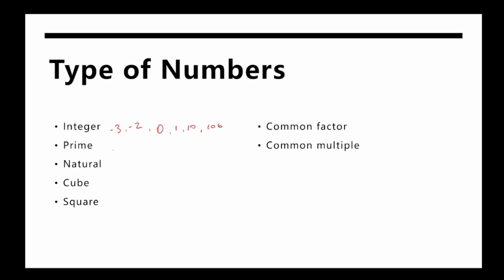Prime numbers. Prime numbers are numbers that can only be divided by itself and 1. An example of a prime number would be 23 because it is only divisible by itself and 1. And 24 is not a prime number because it can be divided by 6 and 4.